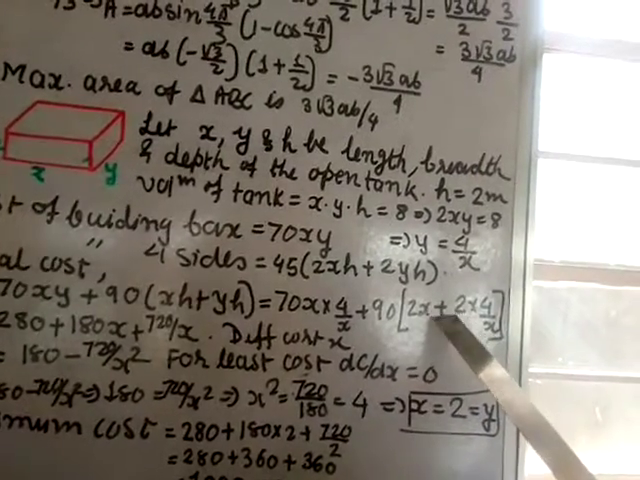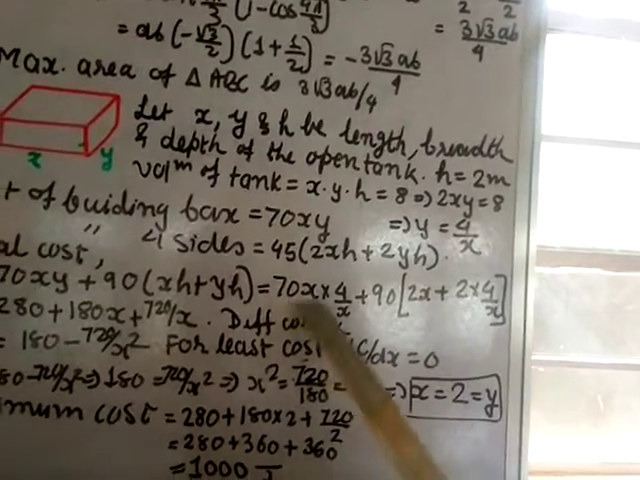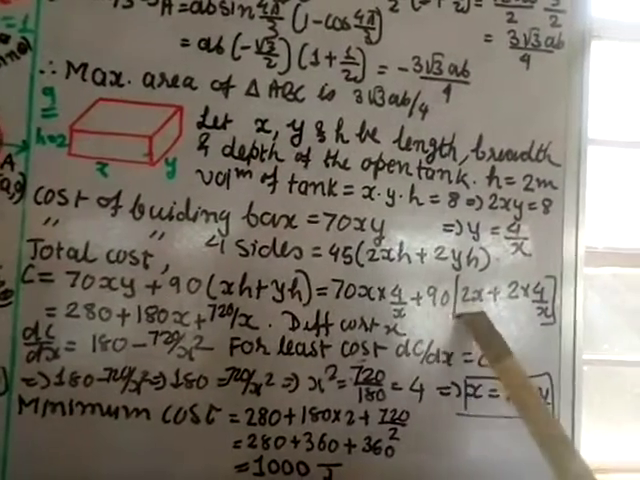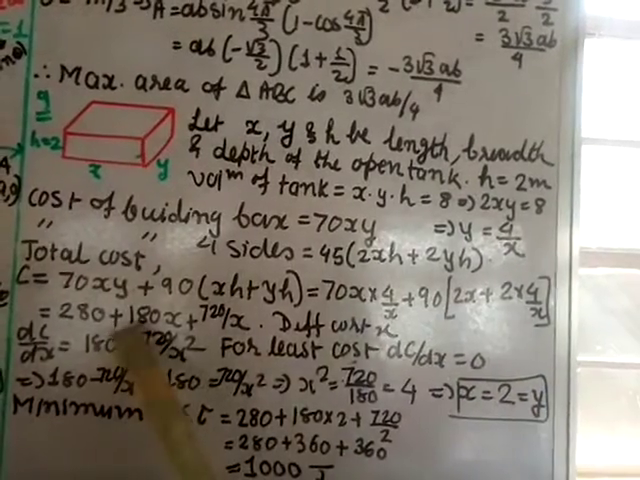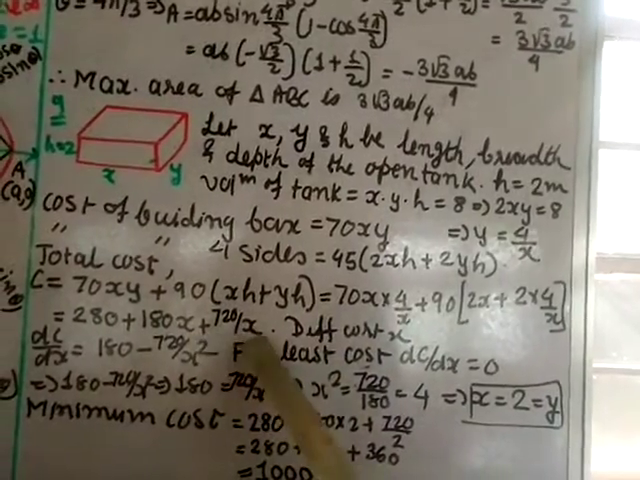Here 70 into 4 is 280. Multiplying inside, 90 into 2 is 180x. Then 2 into 4 is 8, and 8 into 90 is 720 by x. So C is equal to 280 plus 180x plus 720 by x.